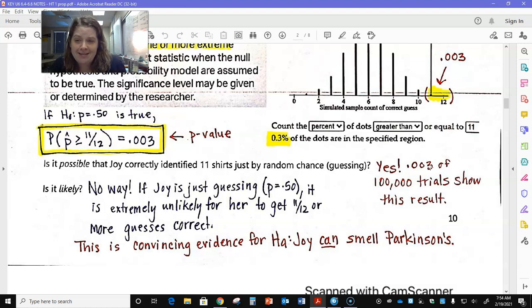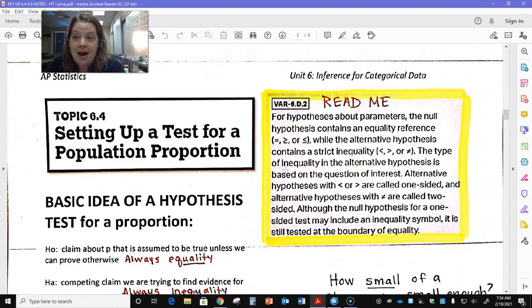If Joy is just guessing, it's extremely unlikely for her to get 11 out of 12 or more guesses correct. So this convinces me. I know I'm not 100% sure here, but there's a very small chance that she got this by guessing. I think this is strong enough evidence that she can actually smell Parkinson's disease. All right, so we're going to use this as the backdrop for running a hypothesis test. Now, I'm going to stop this video and make a new one. That's just that beginning, that intro. So if you have missed class, make sure you watch this next one as well.